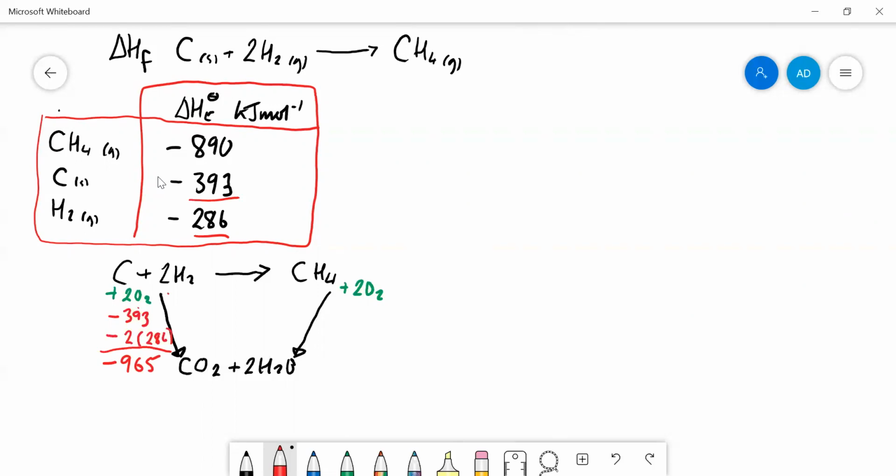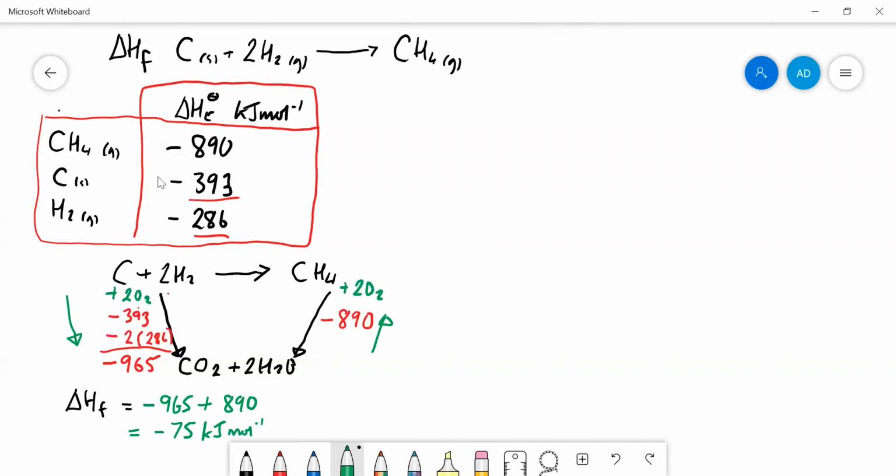This arrow is more straightforward, isn't it? All we're doing is burning 1 mole of methane, so that's going to be minus 890 on that arrow. So what's delta H for this reaction that we're interested in, which is actually delta HF for methane, isn't it? As well, on this arrow we're going with the arrow, so that's minus 965, and then we've got to go against the arrow here. So we turn that into plus, change the sign, plus 890, and that is equal to minus 75 kilojoules per mole. Okay, so that's how we would have done it.